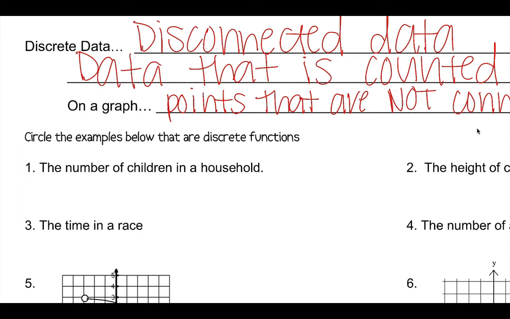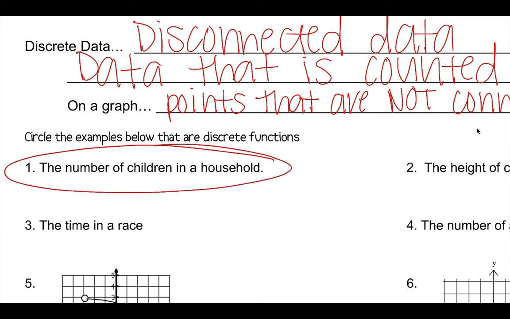But if you look at this example, we're circling examples that are discrete functions. So if I look at number 1, it says the number of children in a household. Would that be discrete? Well, continuous, again, is halves. It can have seconds, milliseconds, any kind of decimal fractions. Can we have half a child? No, that doesn't make any sense. So it would be discrete because it's only whole numbers. So this one would be discrete.